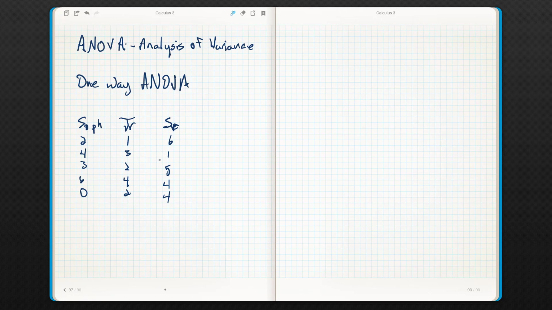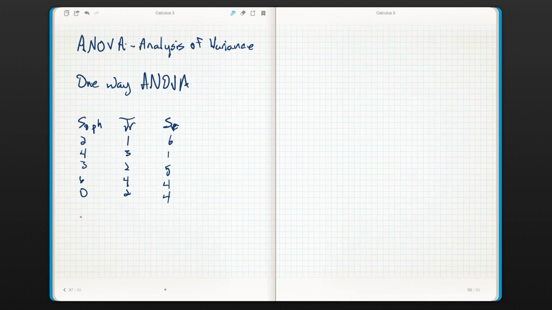The other problem is that we get what's called alpha slippage, and we're not going to get into alpha slippage because it's more of an advanced idea, and we don't want to dig that deep into what ANOVA really is right now. All I'm trying to do is give you an introduction to what it is and how it works.